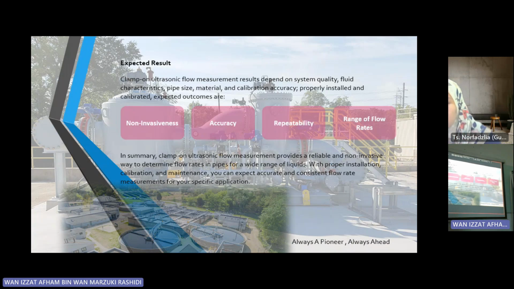And then we go to the repeatability. We can measure it everywhere or whenever we want for the customer. And then the last one will be range of flow rates. We can measure up to 1000 cubic meters per hour, and we can go above by simply adjusting the settings inside the parameter. But the last one will be summary.